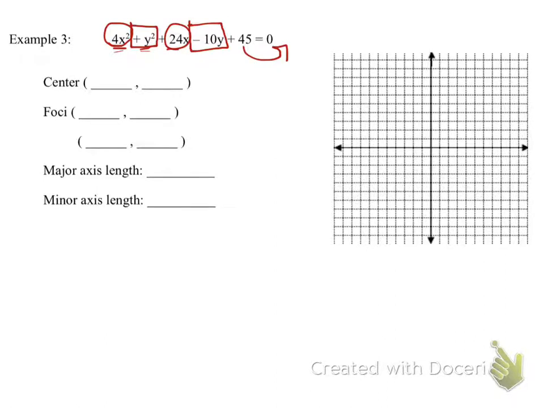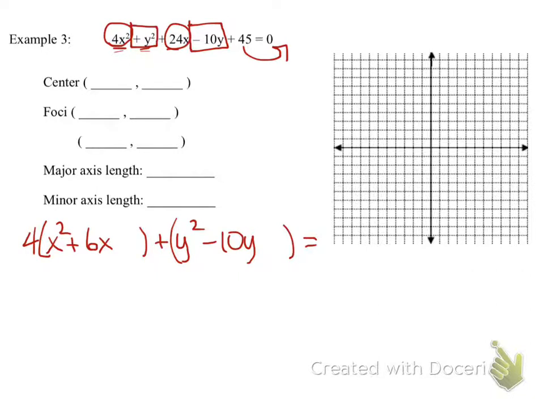So while I'm getting the x's together to complete the square on the x's, I'm going to factor the 4 out. So I'm left with x squared plus 6x. I'm going to leave space to complete the square. Plus y squared. There's nothing to factor out of the y squared, so it's just going to be y squared minus 10y. And I'm going to leave space to complete the square again. And subtracting 45 to the other side, I get equals negative 45.